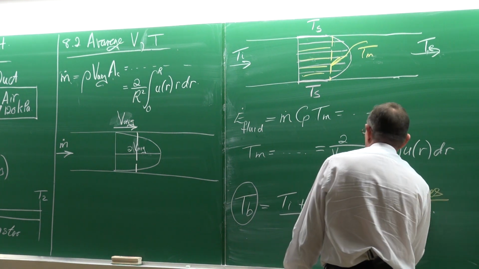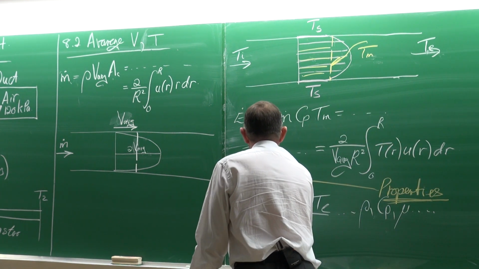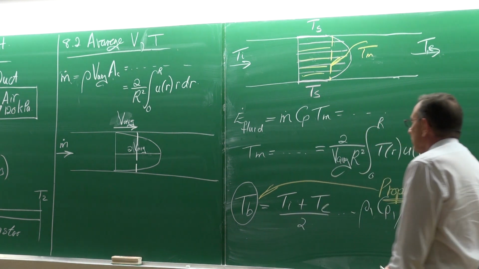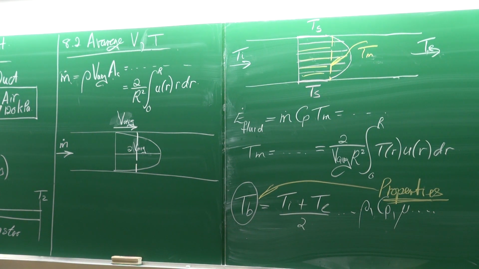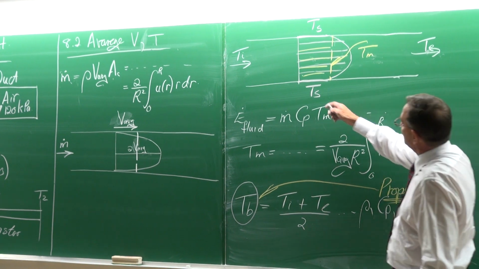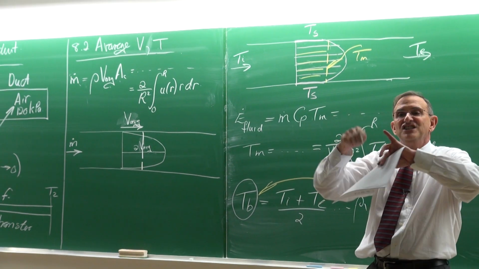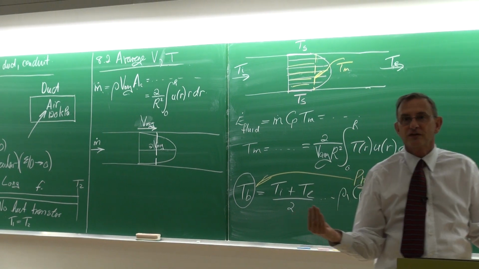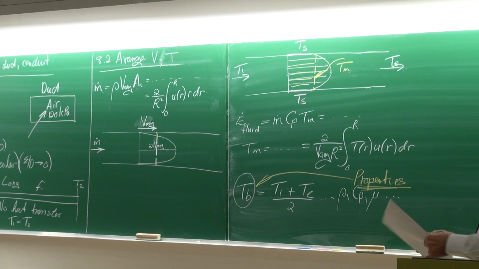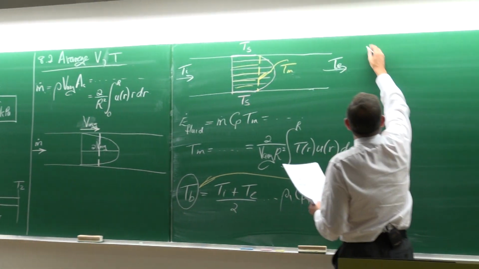Normally, the nomenclature is of such a nature that the properties should be determined from the bulk temperature, not the mean temperature. Why? Because in heat transfer, this mean temperature is changing because there's heat transfer. So that is what's different.